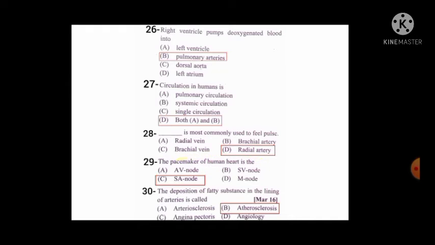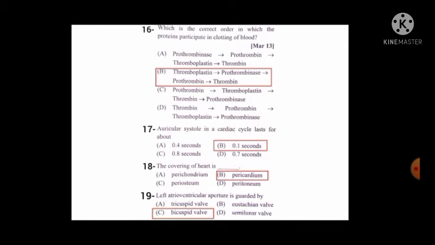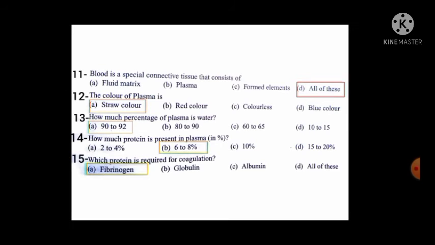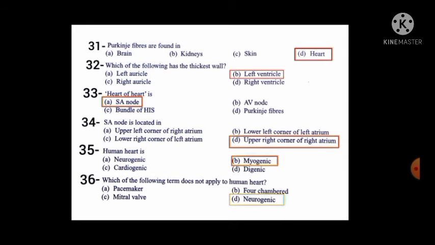The pacemaker of the human heart is the SA node, the sinoatrial node, which is present in the upper part of the right atrium. Deposition of fatty acid in the lining of the artery is called atherosclerosis, which may cause myocardial infarction or blockage of the arteries. Purkinje fibers, which are responsible for the contraction of ventricles, are present in the heart.